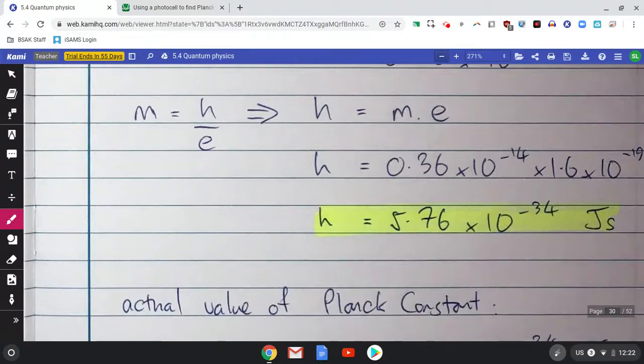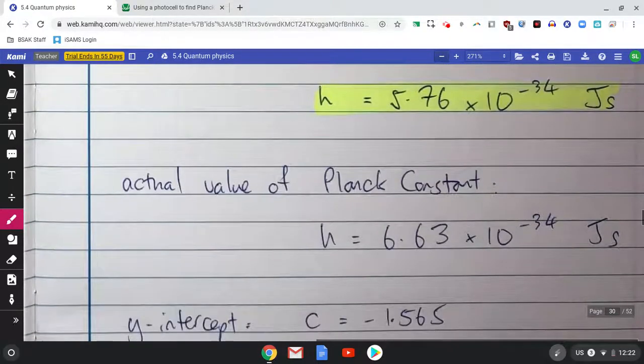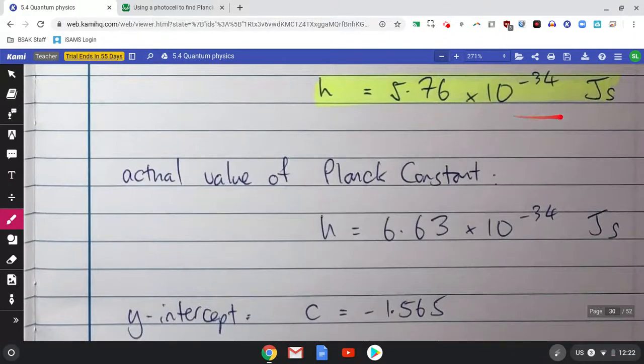Always, I think it's good if you are finding a value from a gradient and you know the true value, always quote it in your analysis. And say, well, the actual value we know is 6.63 times 10 to the minus 34 joule seconds.